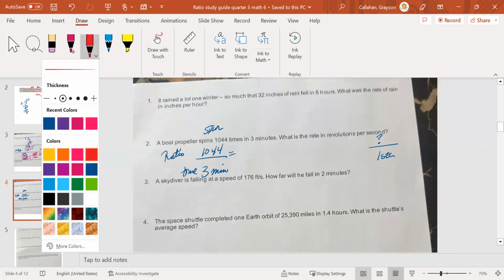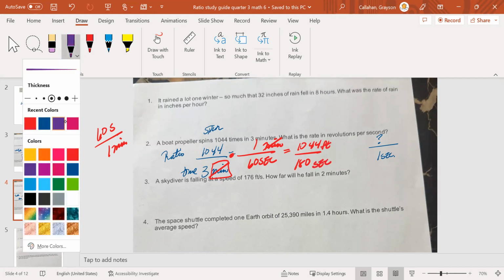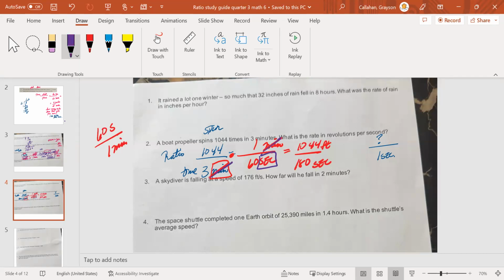You've got to convert the minutes to seconds, but you do know that there's 60 seconds over 1 minute, right? So in this case, since minute is on the bottom, you want to end up with seconds. I'm going to put minute on top. So 1 minute over 60 seconds. Do you see that? Minute cancels, okay? And then just multiply across. So 1044 over 3 times 60 is 180, right? And this is revolutions per second, okay? Because second is what's left right here because the minute canceled, right?